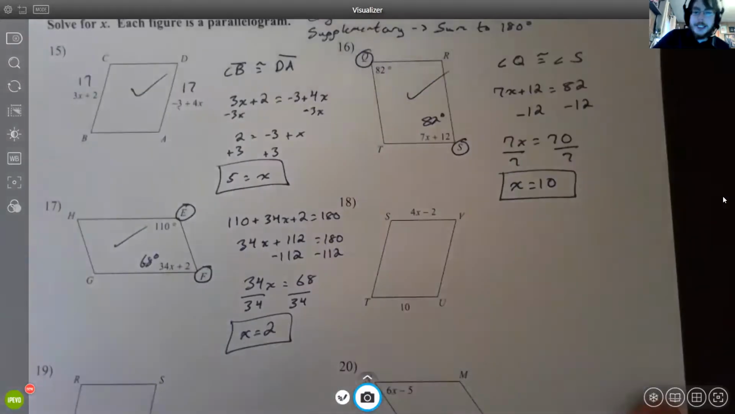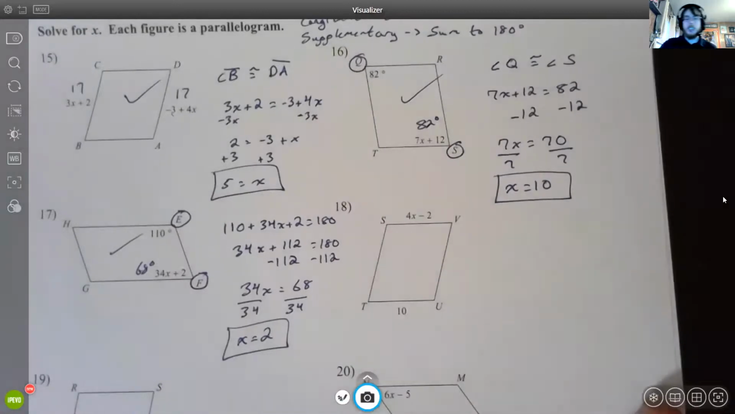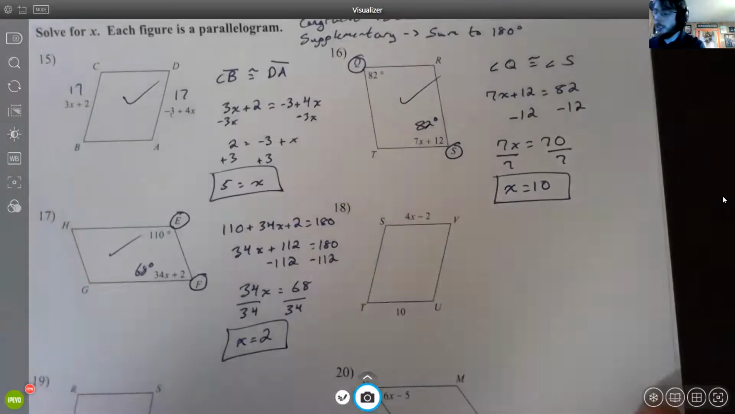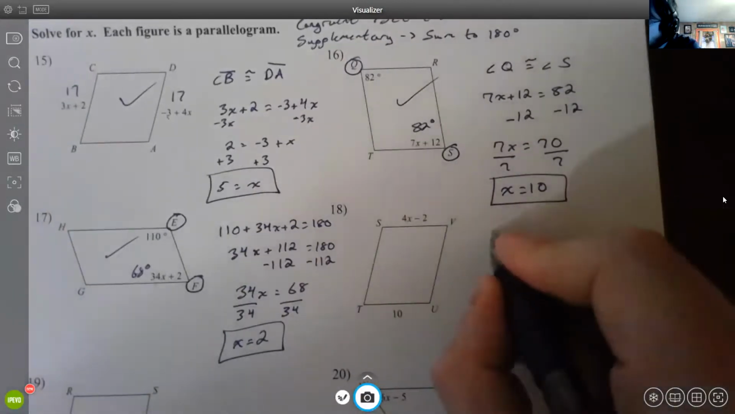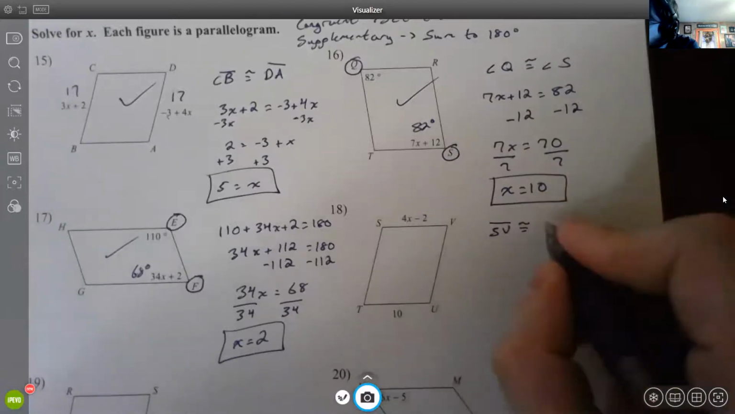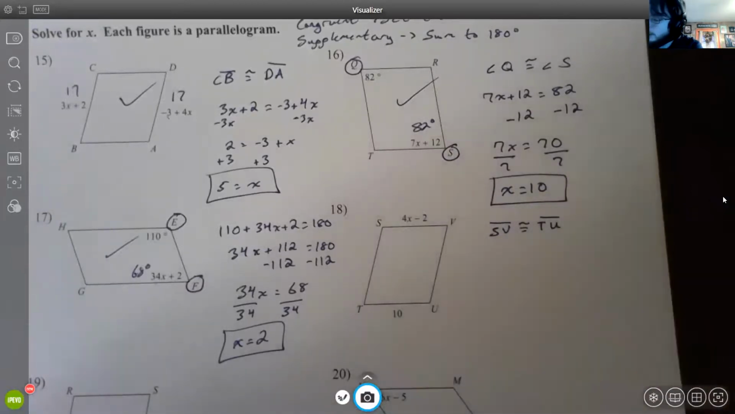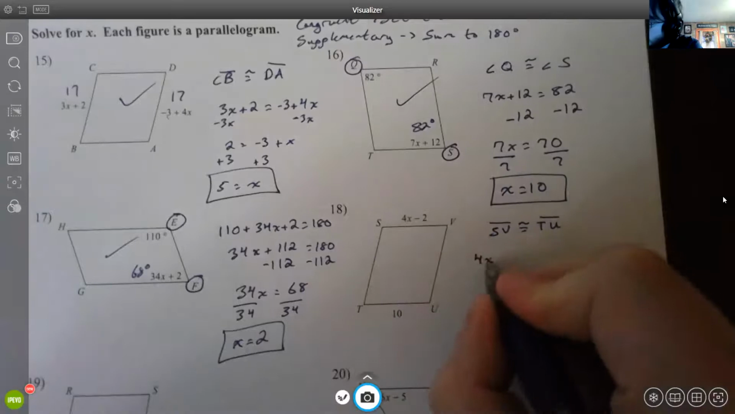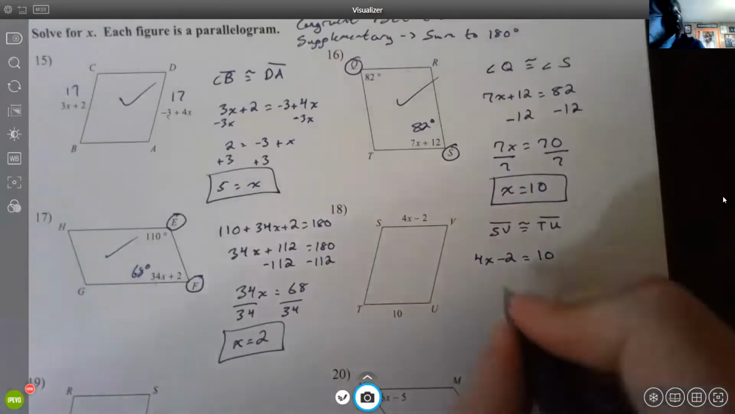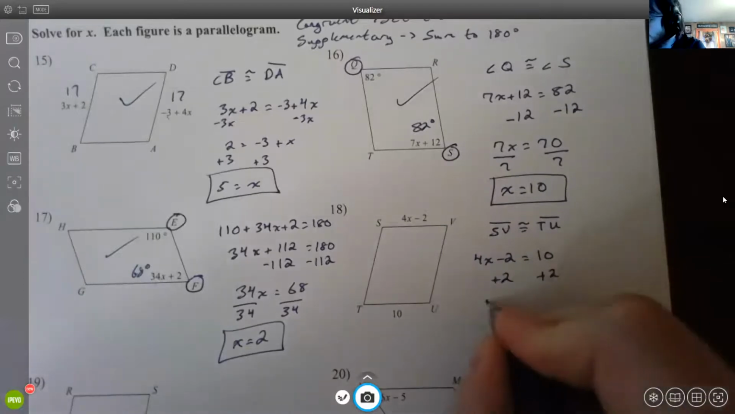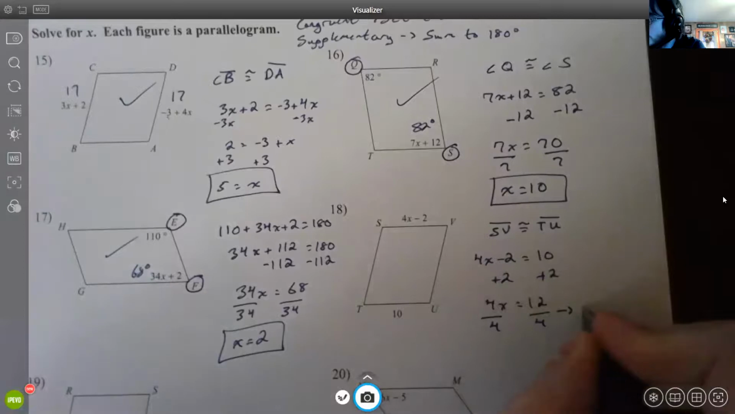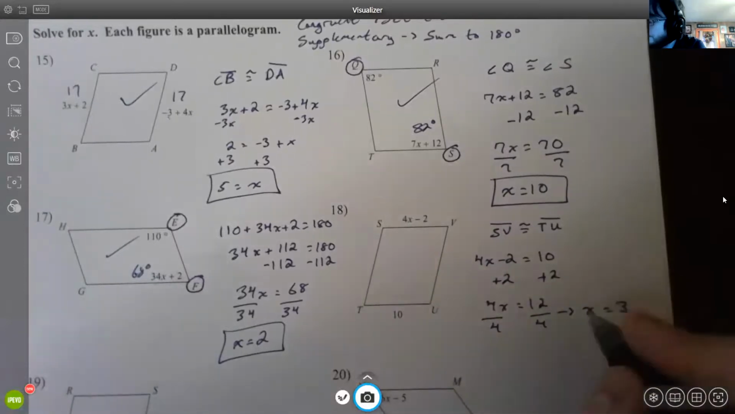All right, number 18. We're dealing with sides, and these sides are indeed opposite from one another. So that means that SV would be congruent to TU. So we know that 4x minus 2 equals 10. Then we solve for x. Add 2 to both sides, and you get 4x equals 12. Divide both sides by 4, and you get x equals 3.